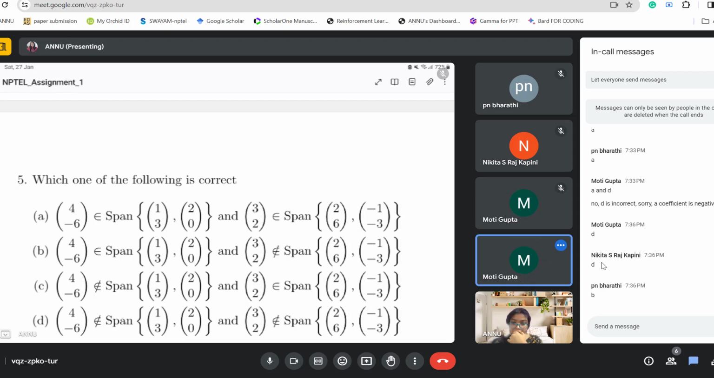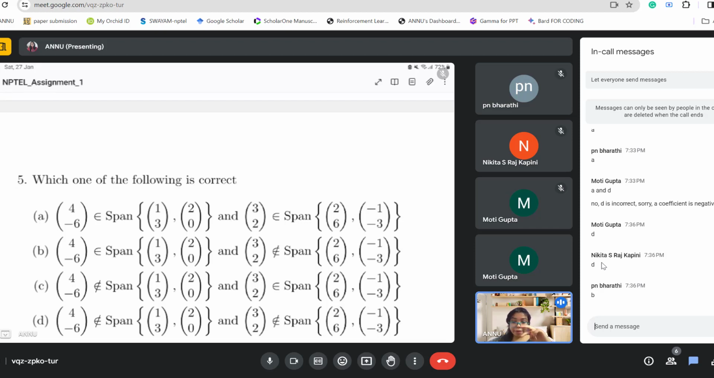Okay. The right answer is B. No, B. 3, 2 is belonging to that, right? Okay, yeah. 4, 3 and 2, it will not belong, because 2 minus 1 is 3, 6 minus 1 plus 9. No, 3, 2 won't belong.